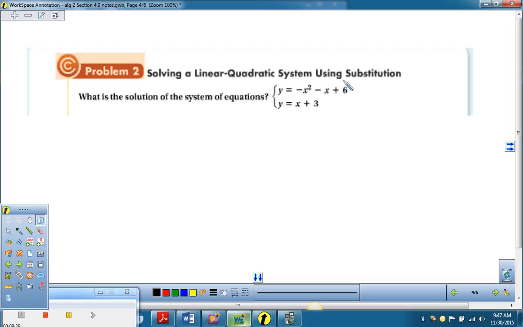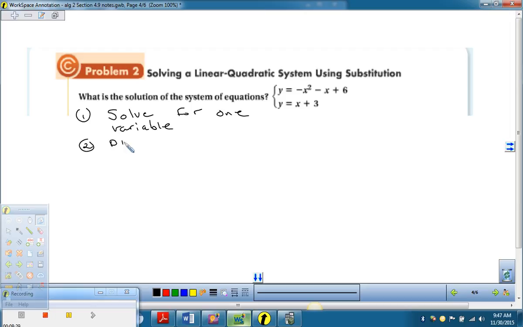Okay. Now solving a linear quadratic system using substitution. Well, what is the substitution method with lines? What do we do? Help me. What do we do when we do substitution? Dylan, do you remember? You plug in this letter for each, and if it says x equals something, you put that in for x. Okay. You solve for one variable and plug into the other equation. Solve for one variable. And then you plug that into the other equation.